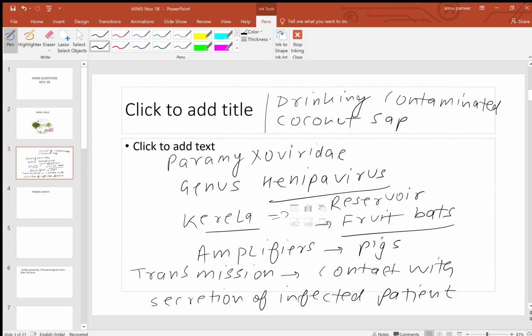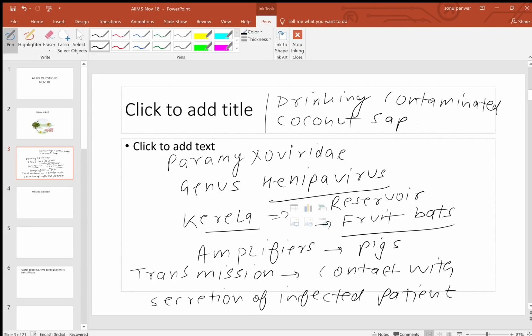Actually, a lot of theories have come up on why it happened in Kerala. One of the theories is that they used to drink coconut sap that was contaminated with the secretions of fruit bats and all. Another thing you need to remember is any contaminated food will also transmit Nipah. So remember: it is a Paramyxoviridae, genus Henipavirus, discovered in Malaysia, and it became famous for India because it was in Kerala, and it was a sort of epidemic only. And remember, nowadays we have discovered PCR for it, so PCR can diagnose it.